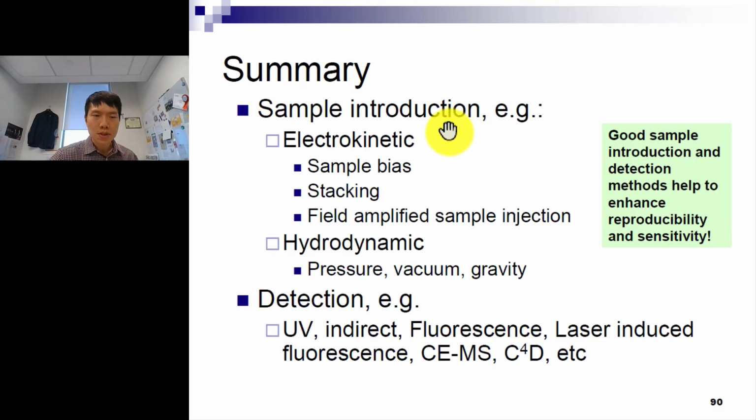So in summary, in this topic we looked at how we can inject the sample: two ways, the electrokinetic method and the hydrodynamic method. Under the hydrodynamic method, there are also a few sub-modes: pressure, vacuum, gravity. And in the second part of this lecture, we spoke about the more common detection methods, the pros and demerits of different methods, the sensitivity as well, and some applications.